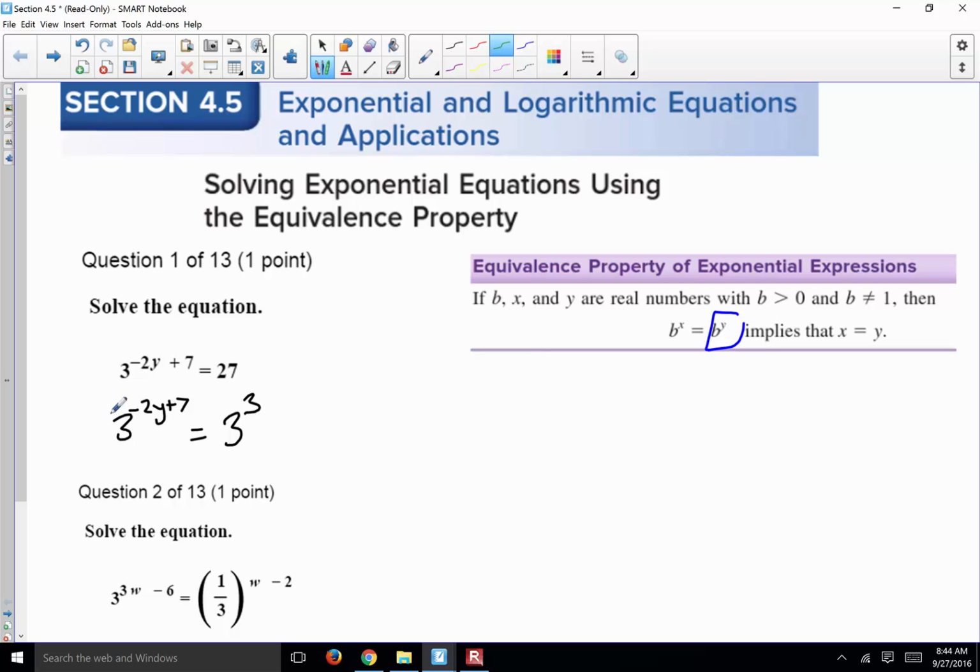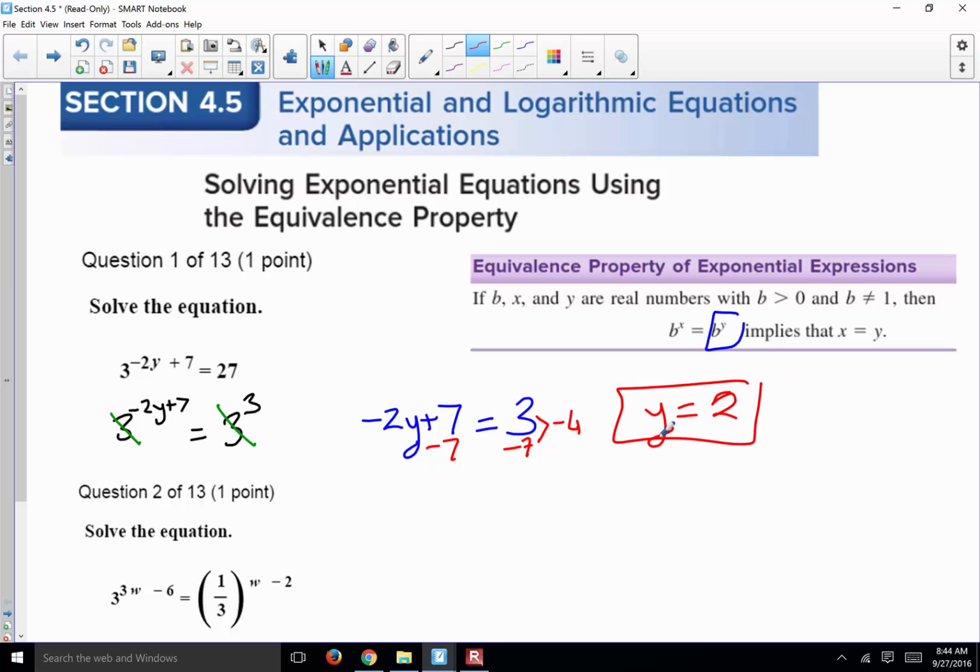If you see matching bases on either side, as I do, you can cross them out and set the leftover items equal to each other, which are, in other words, the exponents set equal to each other, and we get y equals positive 2. Subtract 7. You get minus 4. Divide both sides by negative 2. You get y equals 2.